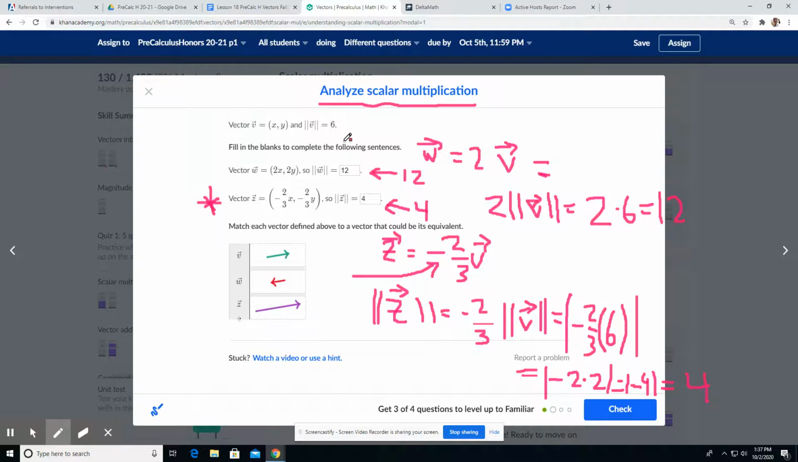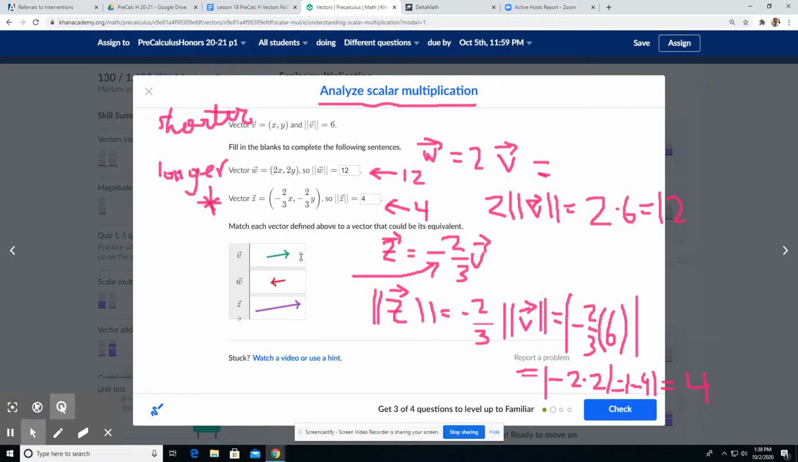So this vector w is longer, L-O-N-G-E-R. Boy, my letters were missing tops there. Longer. This one's longer than this one right here, and this one's shorter. Shorter. Just do cursive. All right. And then this one switched directions like we talked about.